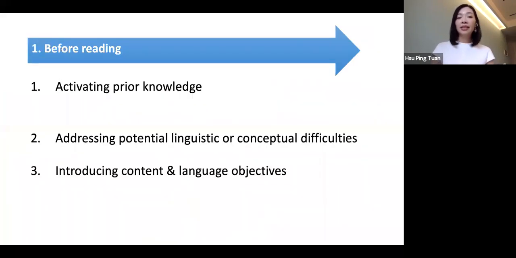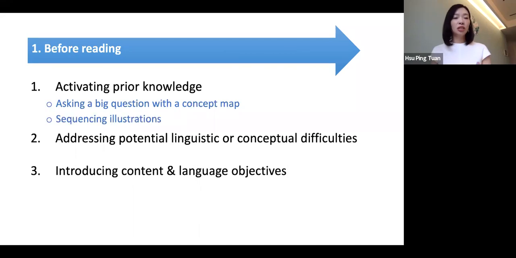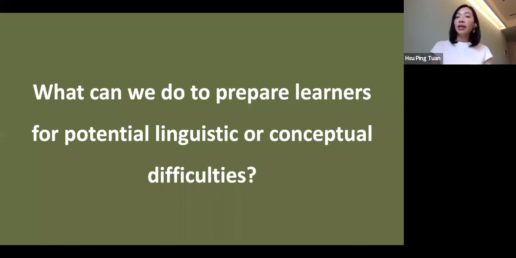So I finished discussing how we can activate students' prior knowledge. We can either use a concept map with a big question, or we can use sequencing illustrations. Now I would like to move on to the second point. So how can we prepare students for potential linguistic or conceptual difficulties? So what can we do?